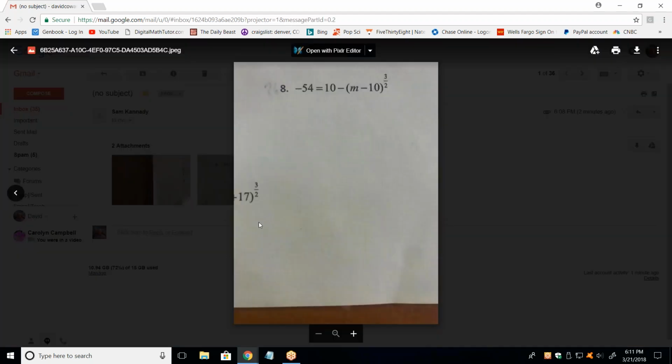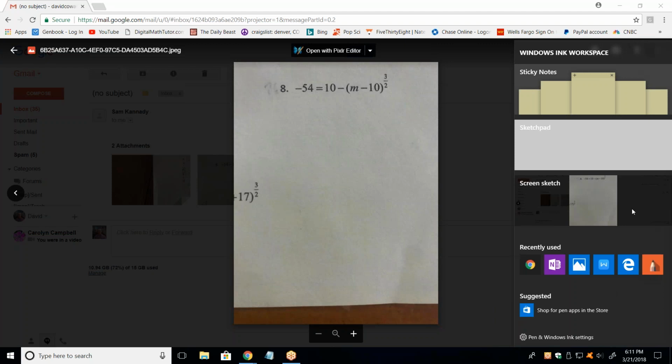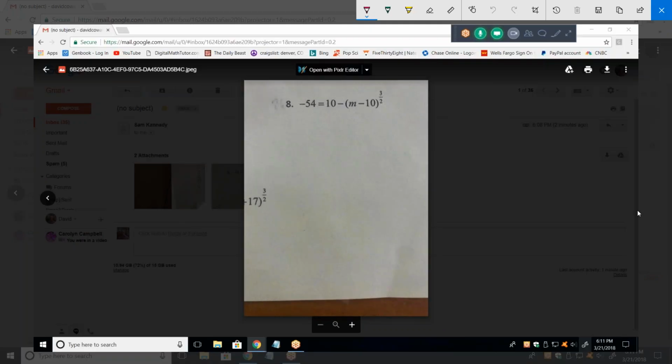8's next. Did 6 and 7. So I can do this one right here. Again, our goal is to get m all by itself. So would you move the 10 over? All right, so that gives you minus 64 equals minus m minus 10 to the 3/2.